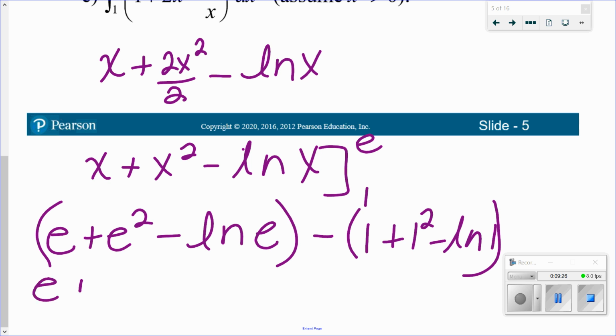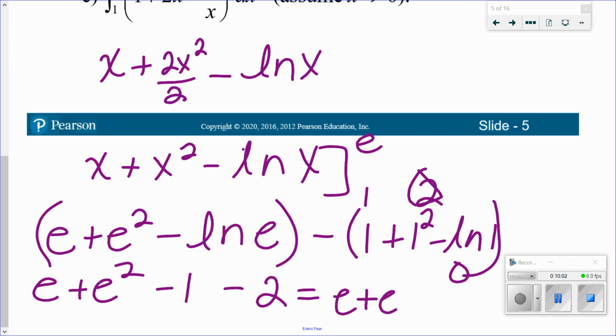Okay, so we get e plus e squared. The natural log of e is 1, minus, okay, we have 1 plus 1 squared, so that's going to be 2. And then the natural log of 1 is 0. So I have, that will be minus 2. Okay, this whole thing in the parentheses is going to equal 2. Okay, so e plus e squared minus 3 is your final answer.